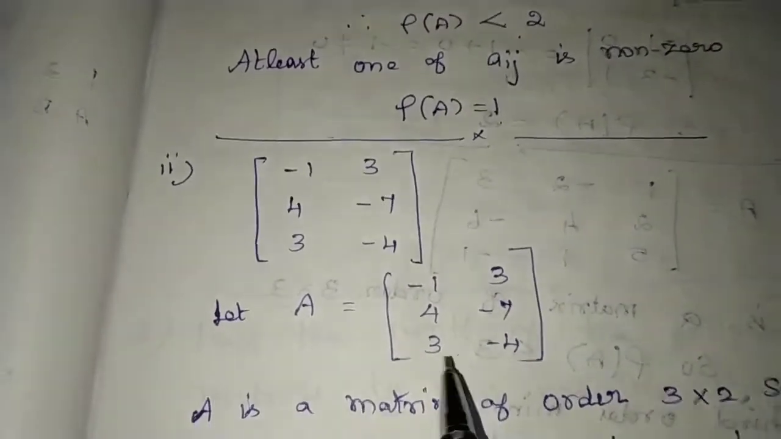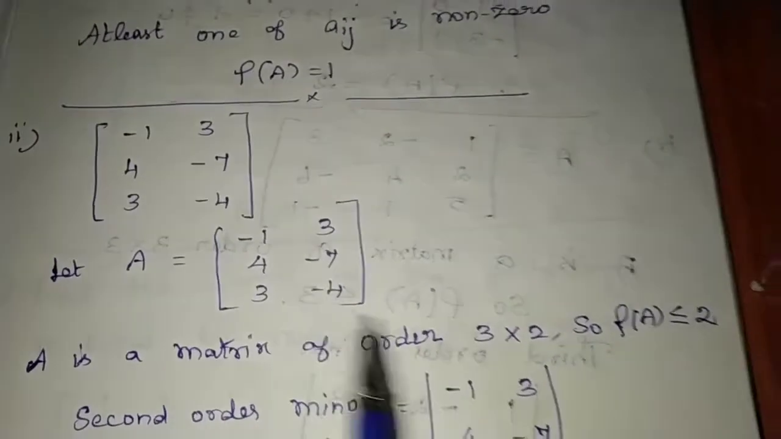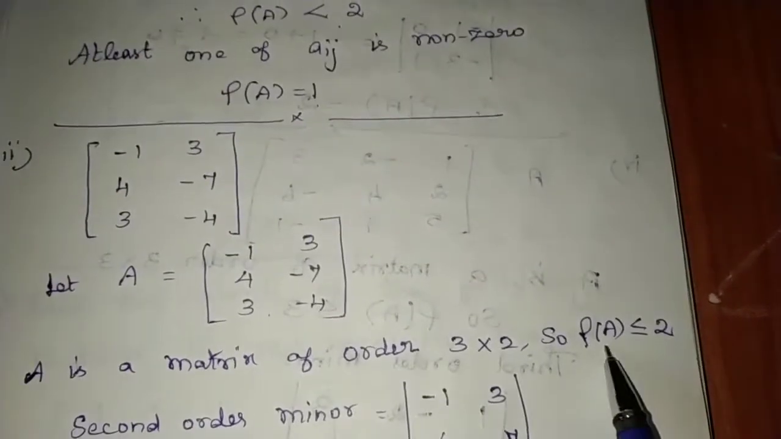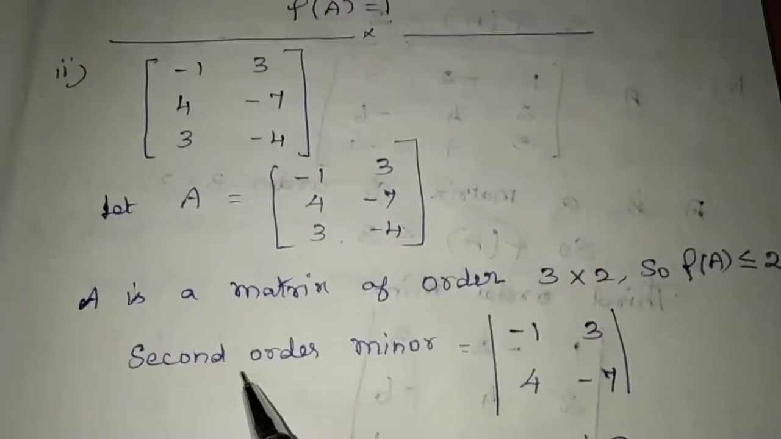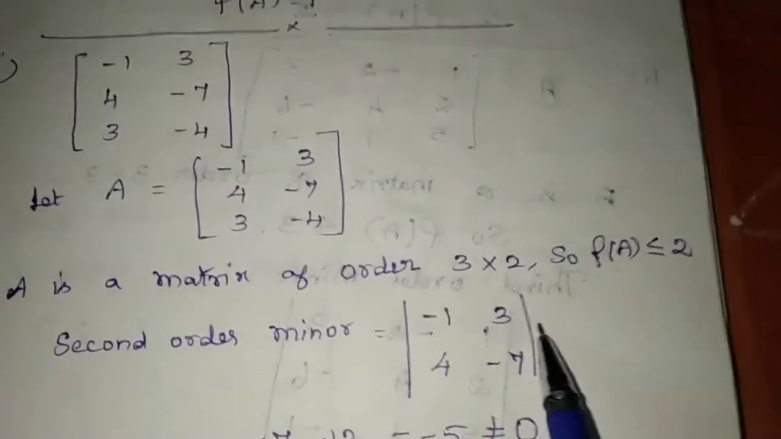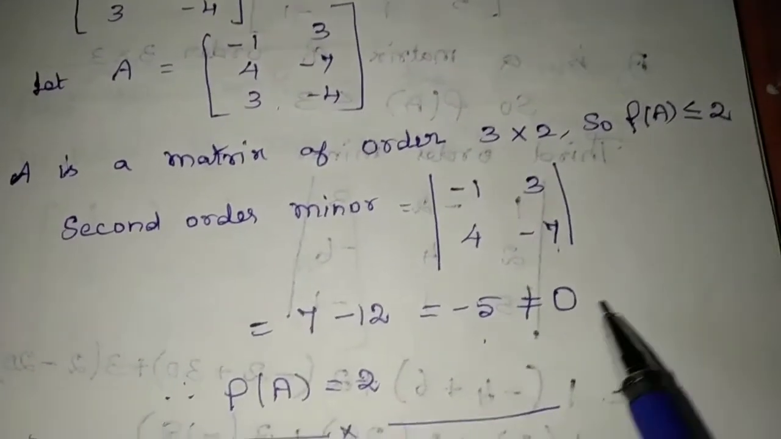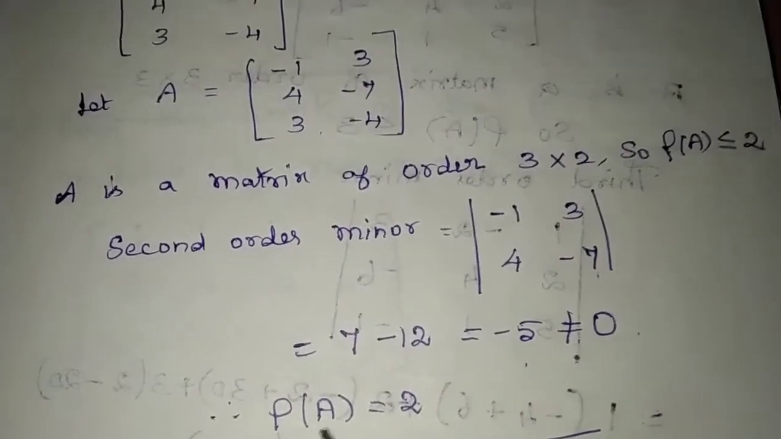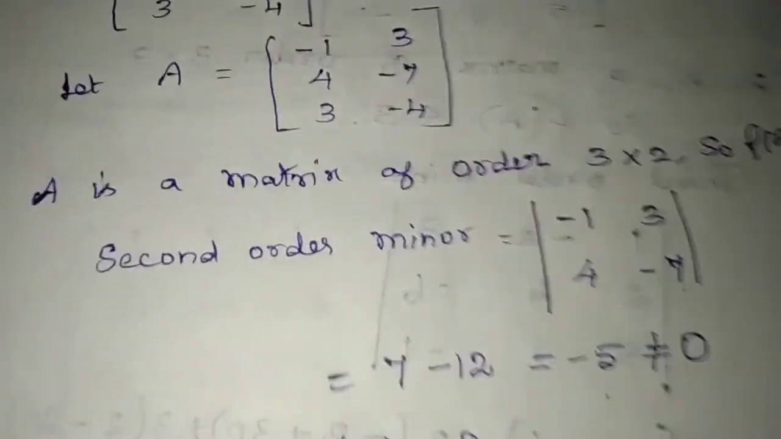And second sum, A equal to, take this matrix. A is a matrix of order 3 by 2. Rho of A is at most the minimum value 2, so rho of A is less than or equal to 2. Now 2 means second order minor. Second order minor: take minus 1, 3, 4, 7. Minus 7, simplify: 7 minus 12, minus 5, not equal to 0. Then rho of A equal to 2.